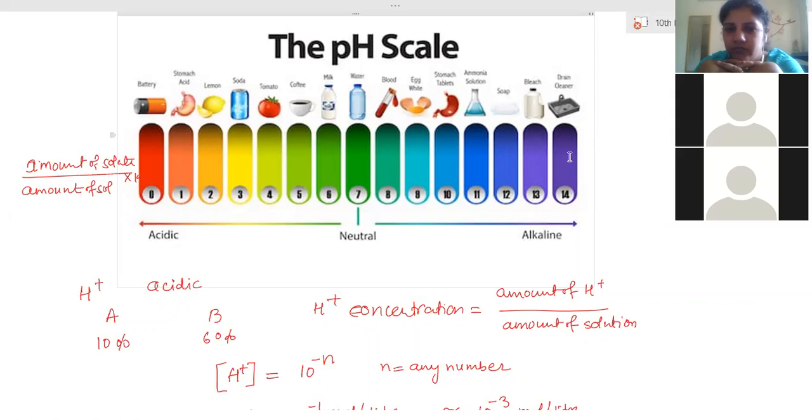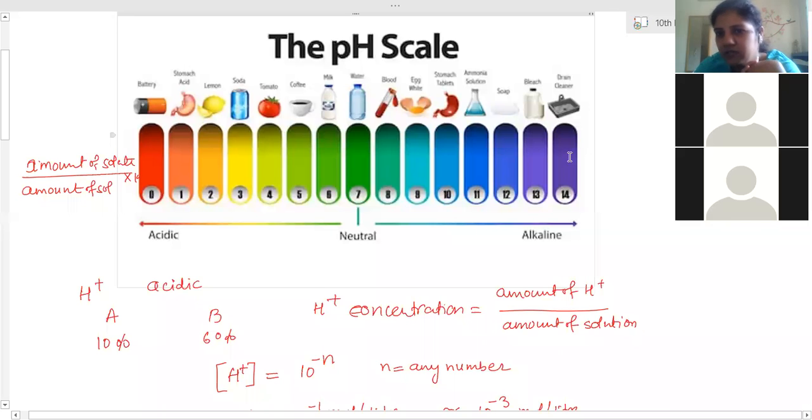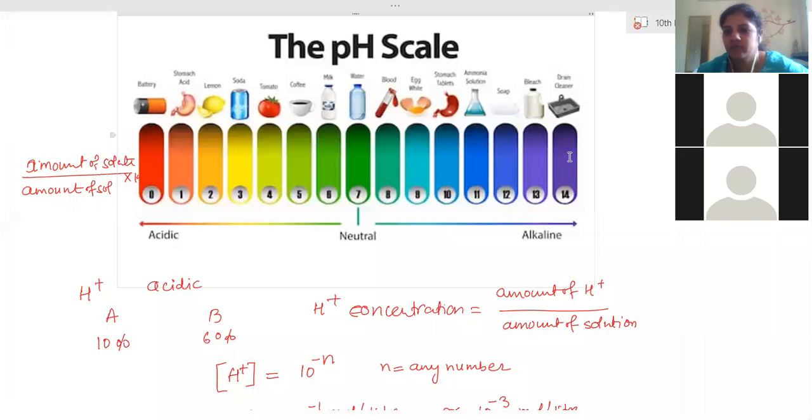Now clear? The scale? Everyone, is that clear or do you need me to explain again? It's clear, ma'am. Others? Rohit, both the Rohits, Dikshita, Manisha, Rishika.